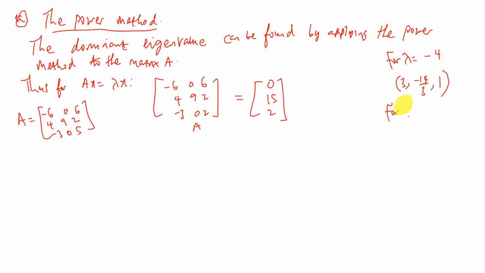For lambda equals 3, we got 1, minus 7 over 6, 3 over 2. For lambda equals 9, we have 0, 1, 0. Okay, we got these vectors there.